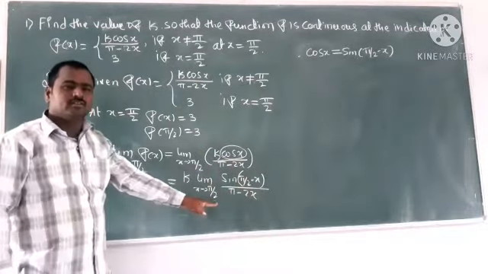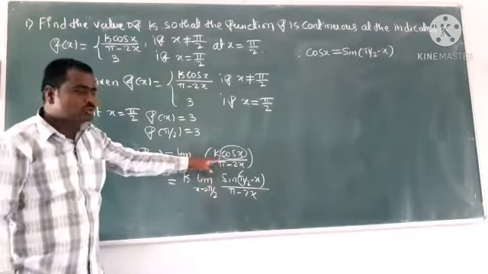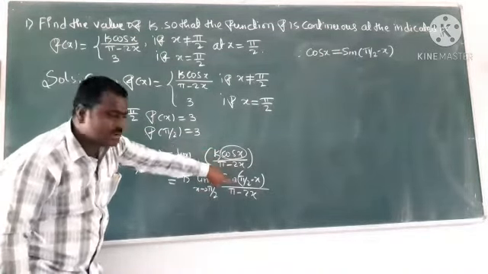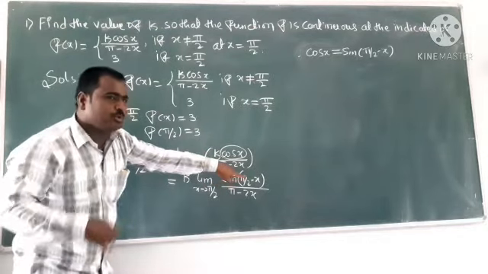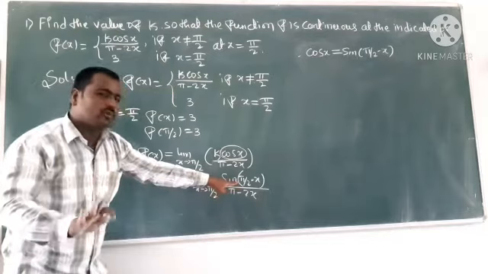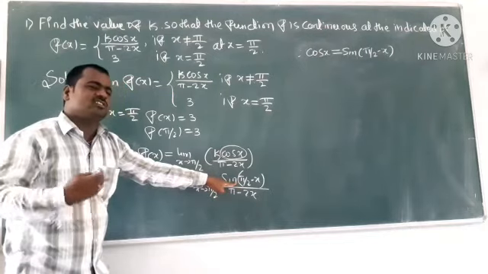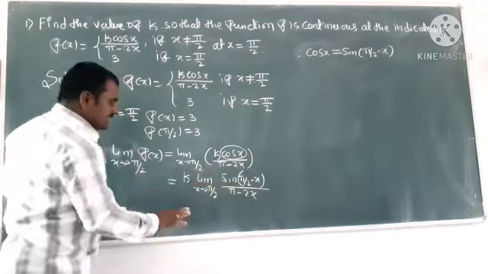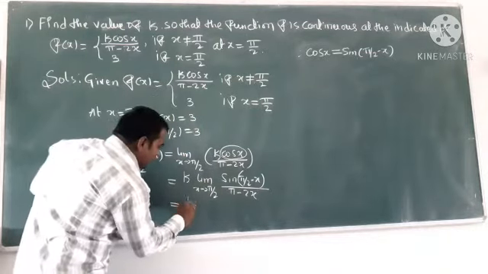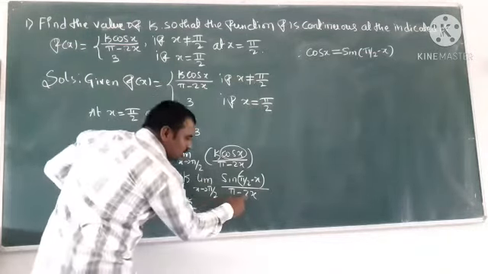Any doubt? So look at this one. How do I want to define it? K is there throughout. Cos x is replaced by sine of (pi by 2 minus x) because of the allied angle. Keep the denominator constant; only the numerator changes, from cos x to sin x. Right? Then I am going to take 2 as a common term, so here k divided by 2.